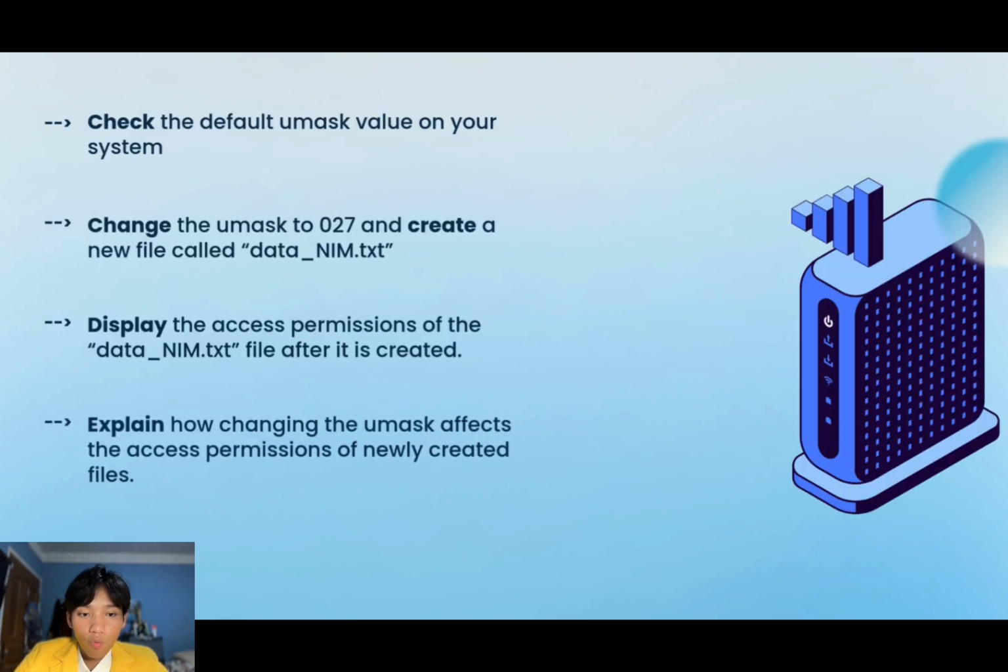And after that, we head to the last task, in which we explain how changing the umask affects the access permission of newly created files. Okay, now in summary, this experiment highlights the critical role of umask in defining the default security level for newly created files. By adjusting the umask, users can control how much access others have to files without manually modifying permissions each time. This shift from 002 to 0027 demonstrates a move from a more open collaborative setup to a more restrictive, security-focused approach.